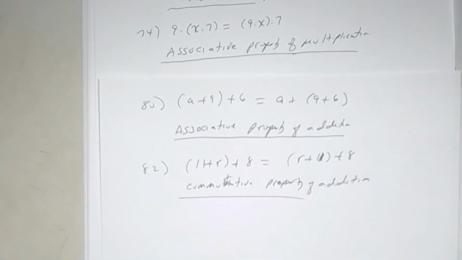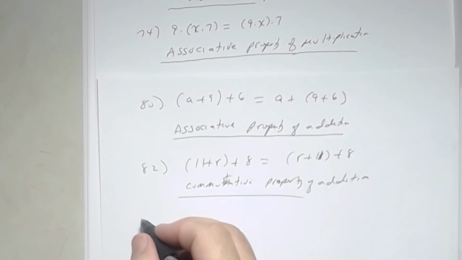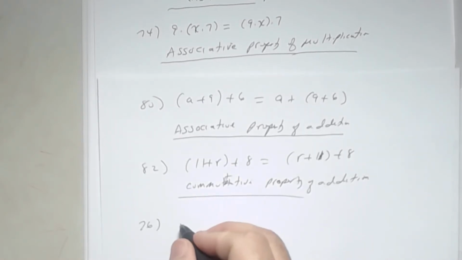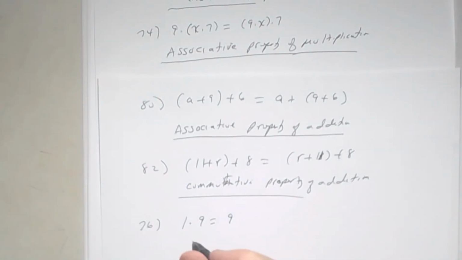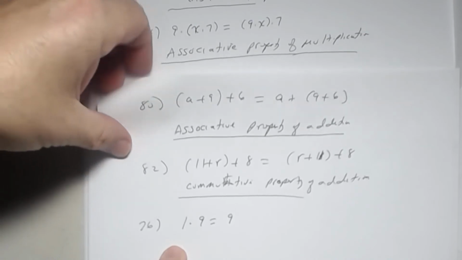All right, now this is going to be number 76. Okay, so this is a little bit tricky. 1 times 9 is equal to 9. Let me do this in a little while. There's a couple more properties I forgot to talk about before we do this one. We'll come back to this one.